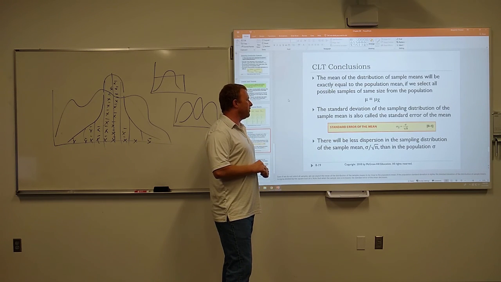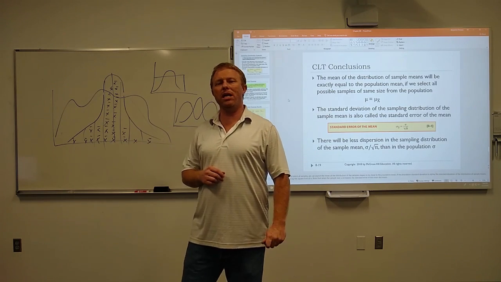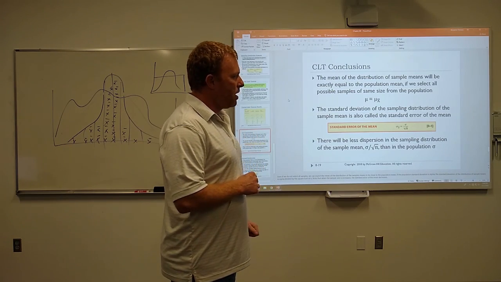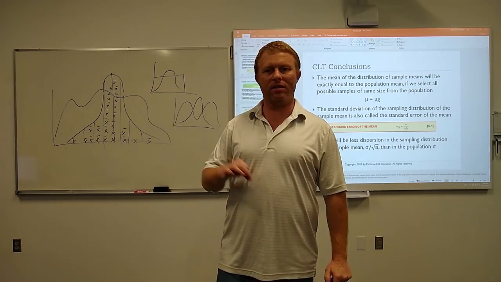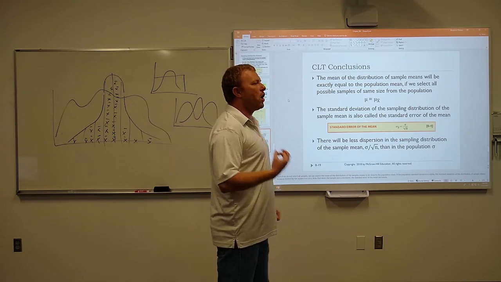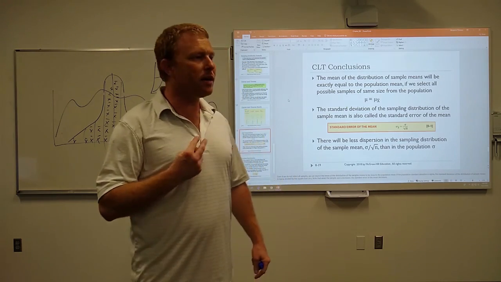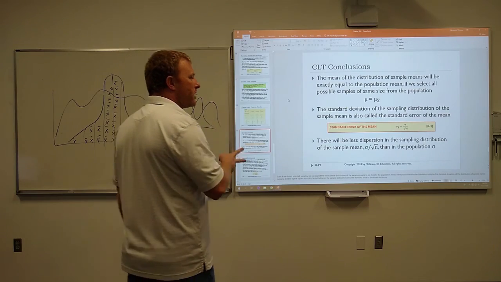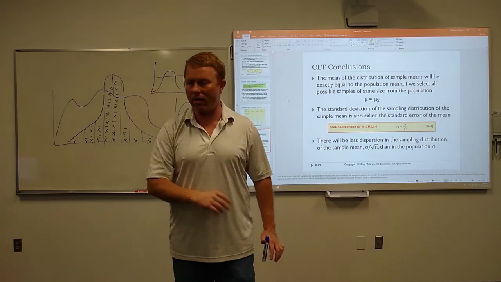Okay, so the standard deviation of the sampling distribution is also called the standard error of the mean. Okay? And all we're really talking about with the standard error of the mean is the standard deviation of those samples all put together. So it's not the standard deviation of the population, and it's not the standard deviation of one sample, is it? It's the standard deviation of all those samples put together.